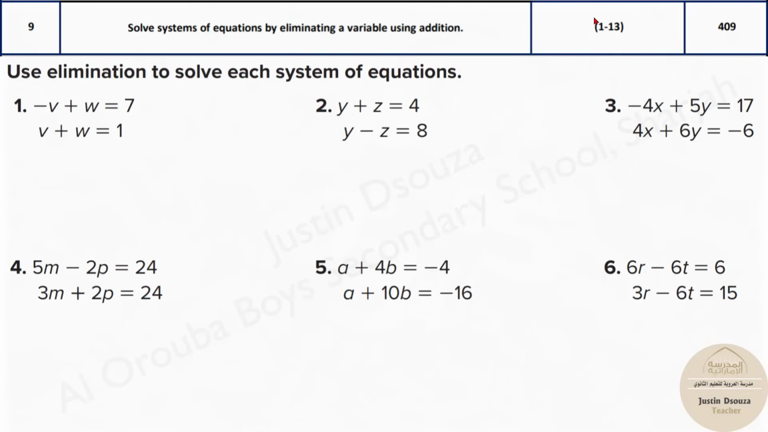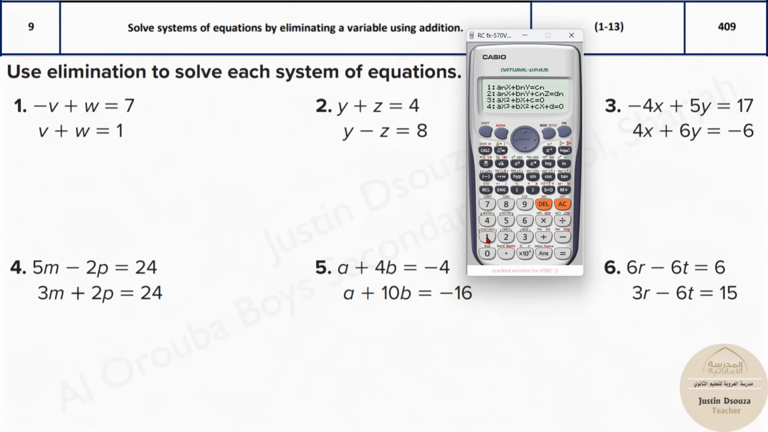Let's take our calculators. You need to press mode, 5, and 1. Let me choose the first question. All you need to do is put in the coefficients. Here there is no coefficient, it's just a minus sign. So that means it is minus 1, because if there's no number, it's just 1. And then the rest is 1, 7, 1, 1, and 1. The answer is minus 3 and 4.